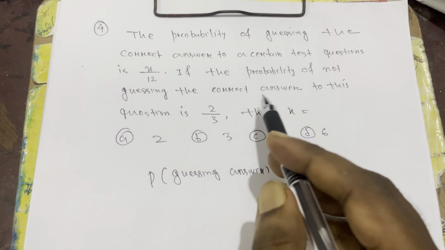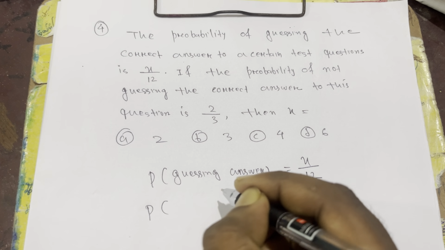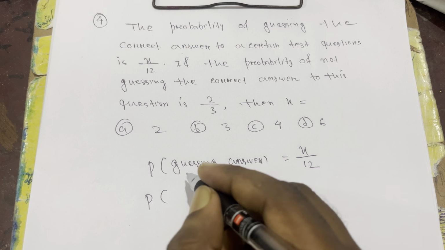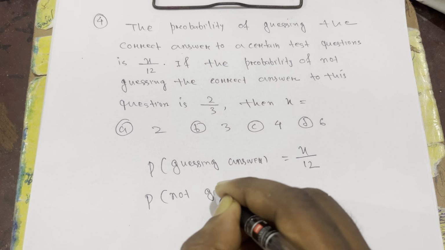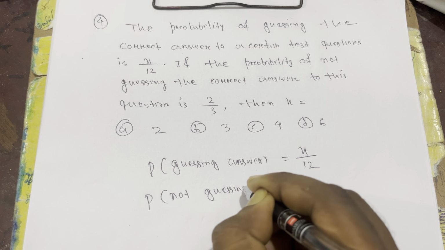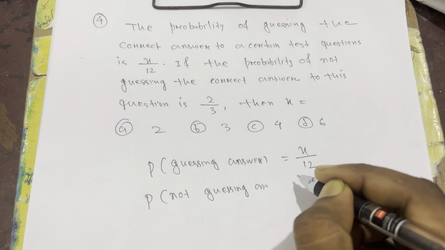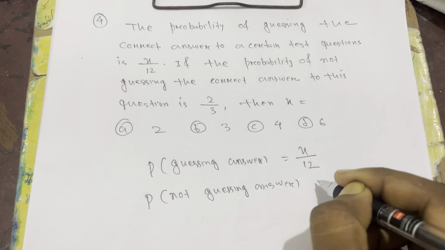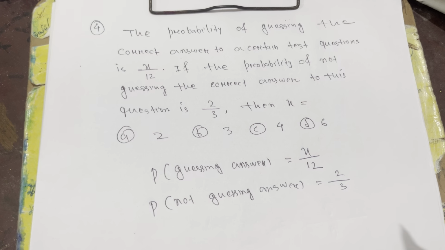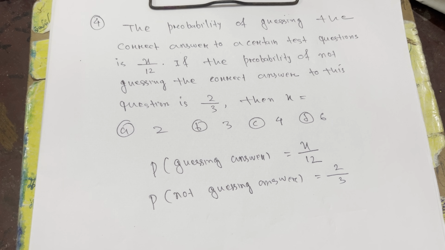Right? Sometimes you are confident and you know which will be the answer. So not guessing, and he did it correctly. The probability of not guessing the answer is equal to 2 by 3. Then what is the value of x? This is very simple. How do we find the value of x?